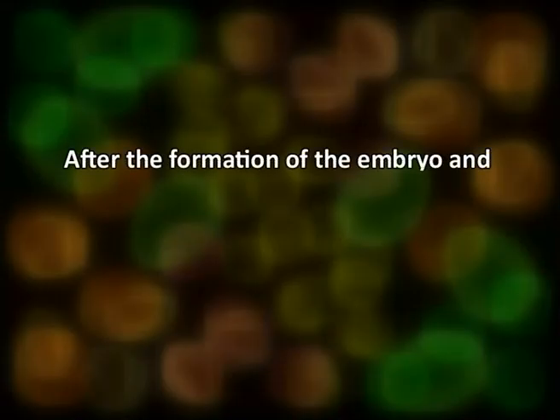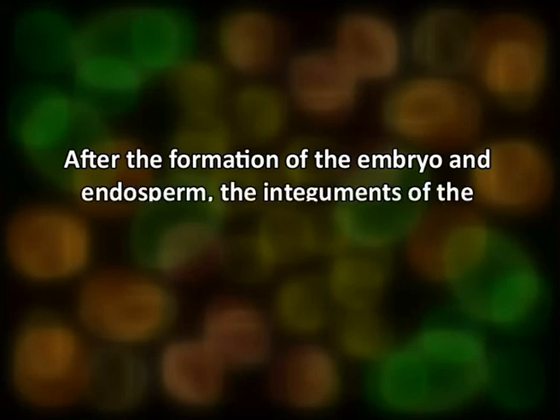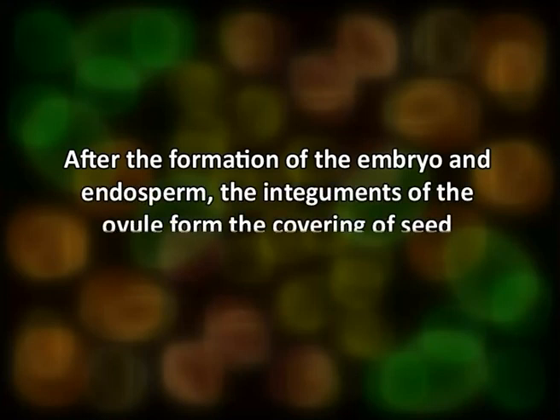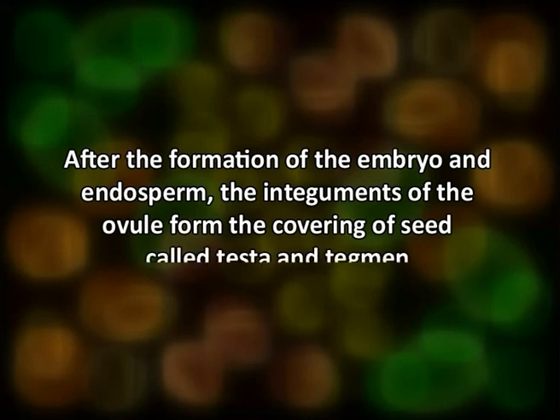After the formation of the embryo and endosperm, the integuments of the ovule form the covering of seed called testa and tegmen. In angiosperms, the seeds are also covered by the wall of the ovary, which forms the fruit. This ovary covering is absent in gymnosperms.